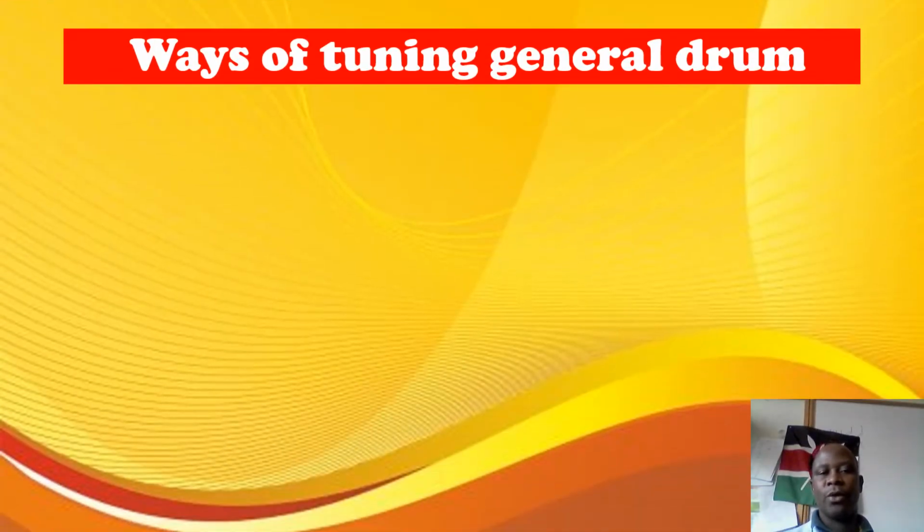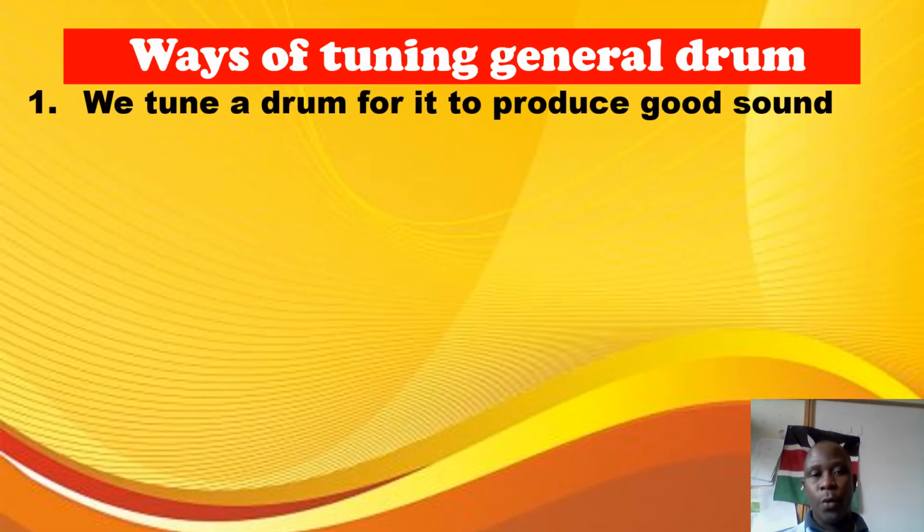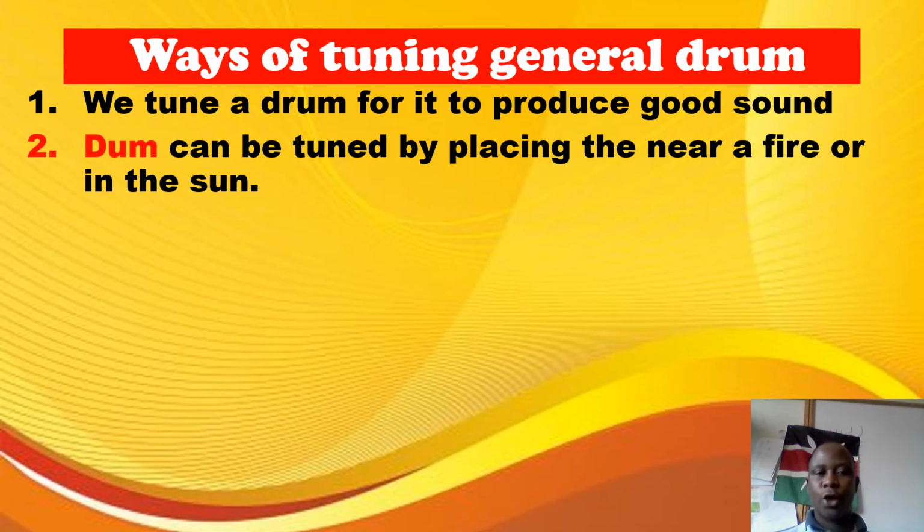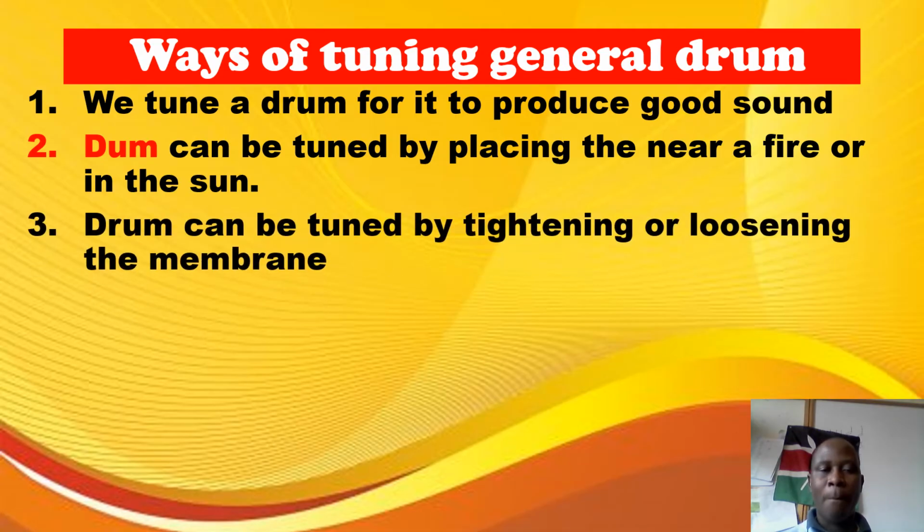Let's look at the general ways of tuning a drum. Number one, we tune a drum for it to produce good sound. That's the idea. You want it to produce a good sound when you are playing it. Then a drum can be tuned by placing it near fire or in the sun. That's warming. A drum can also be tuned by tightening or loosening the membrane.